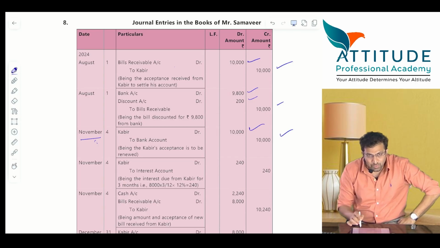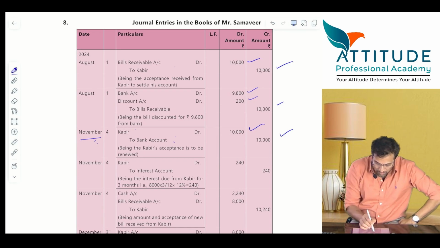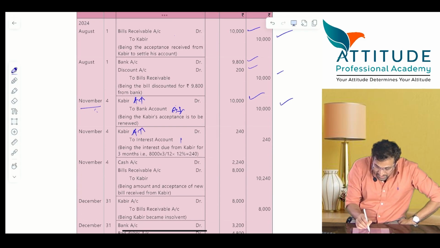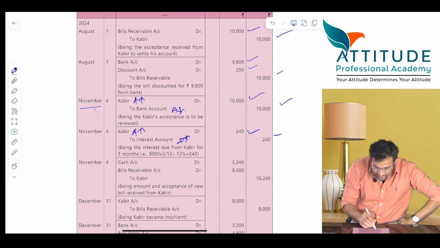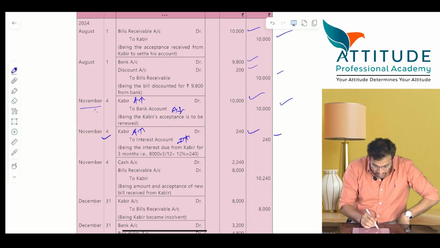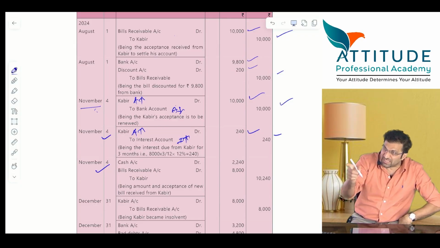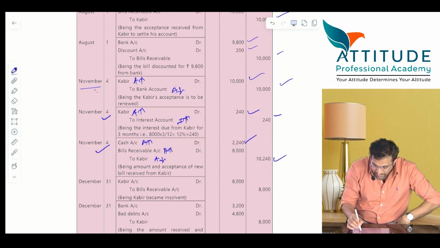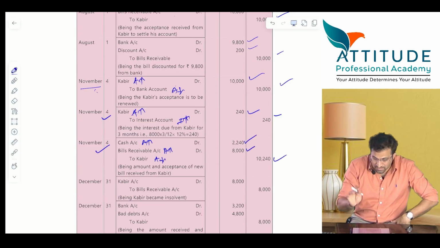You don't say dishonored, put it as what? For renewal this is cancelled, the bill is cancelled. Bill cancelled means your bank balance is reduced, Kabir is back, Kabir is an asset, asset increases, bank balance goes down, asset decreases. Then again Kabir account debit, asset increases, interest income increases, 240 of interest on the same day, 4th November. Then on 4th November immediately you receive that cash of 2,000 plus 240. Cash account debit, asset increases, bills receivable account debit, second bill, this is bill number 2, asset increases, Kabir account asset reduces, Kabir account gets closed, cash you are getting 2,240, 8,000 is bills receivable.